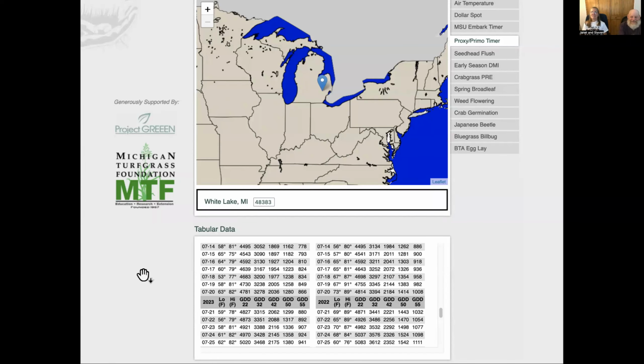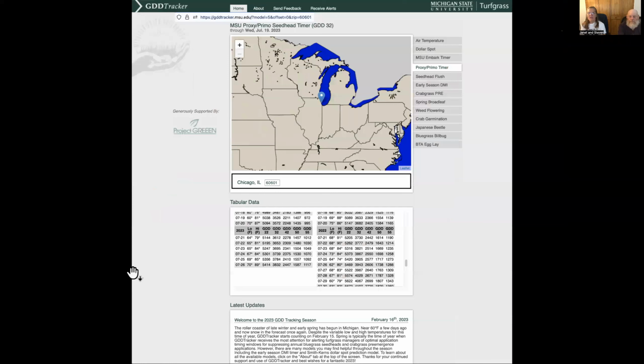Anyway, I can dial down and see where my growing degree days are right now. And I can find that for Chicago, where on the 21st, they've got 200 more growing degree days. I'm at 1,229 in White Lake. They're at 1,457. Their Japanese beetles emerge earlier than my Japanese beetles do, for instance. And that's important stuff to know.